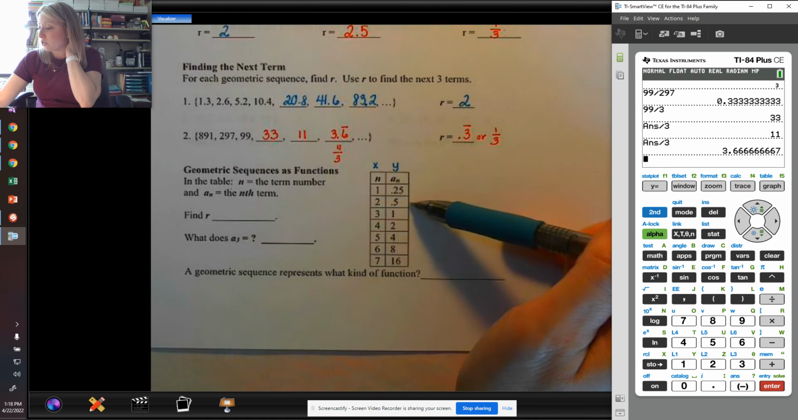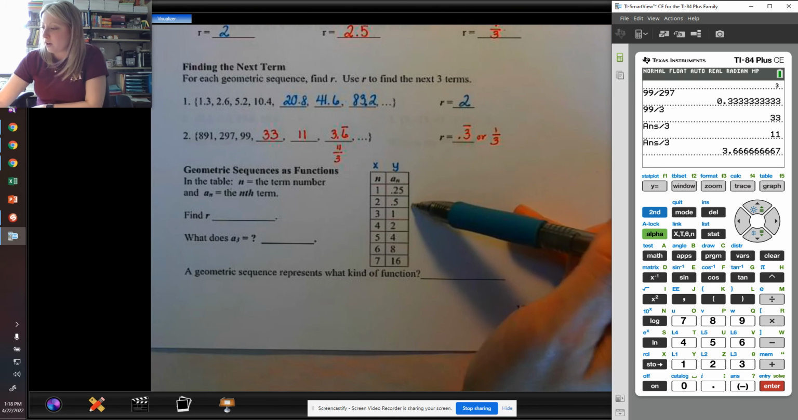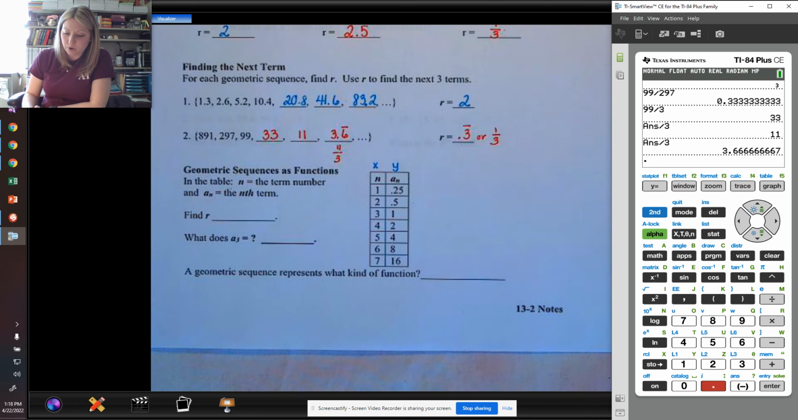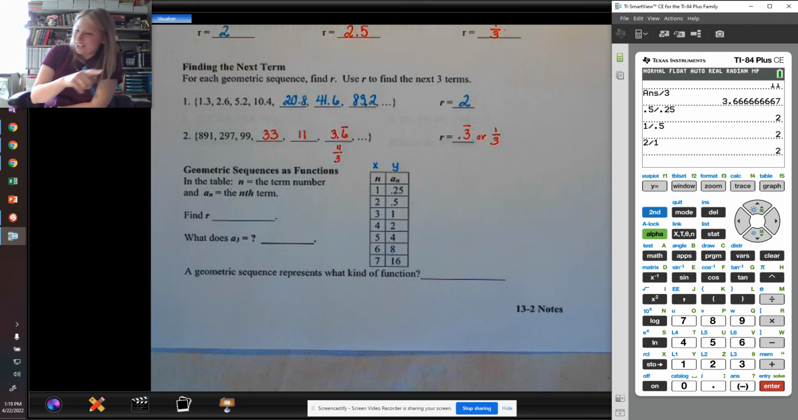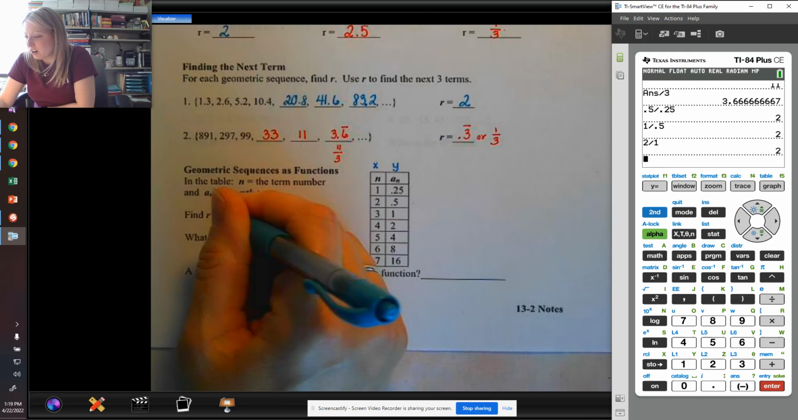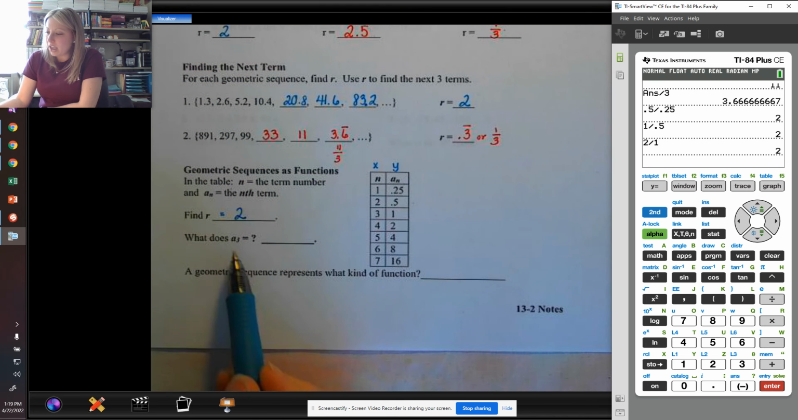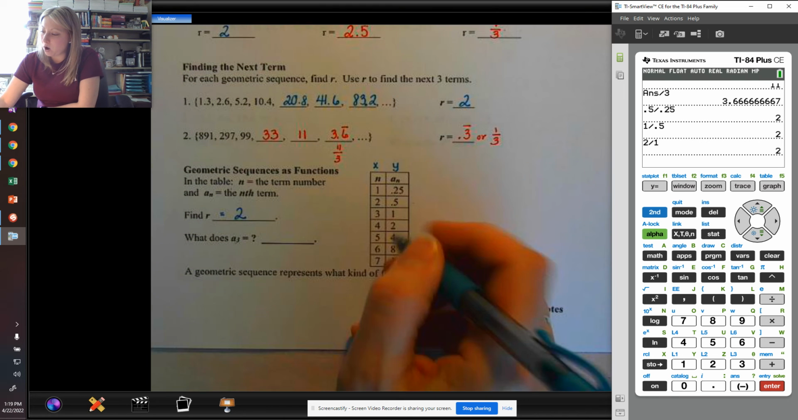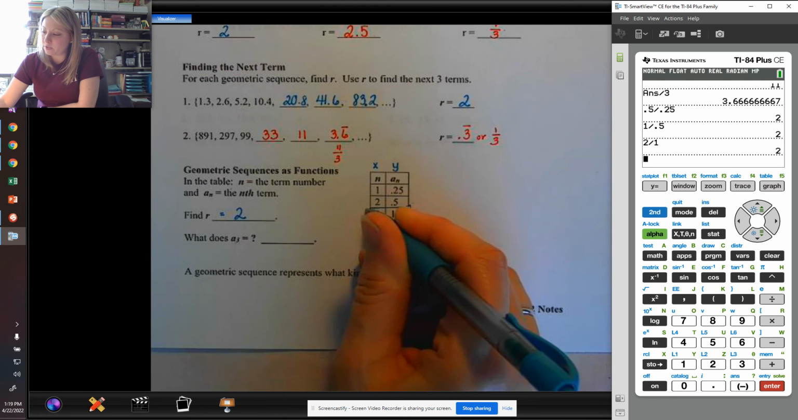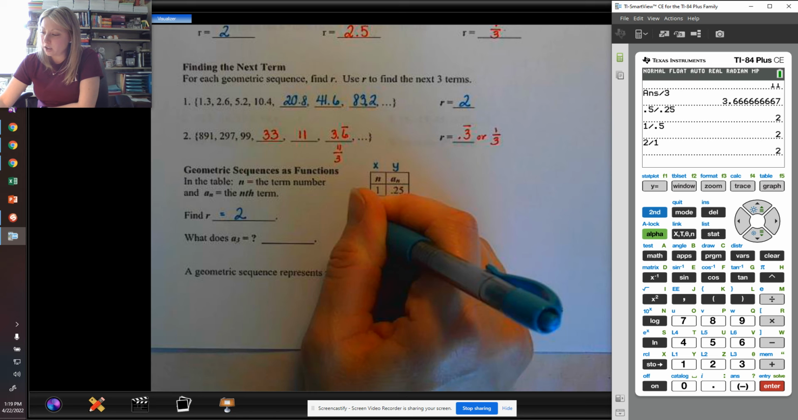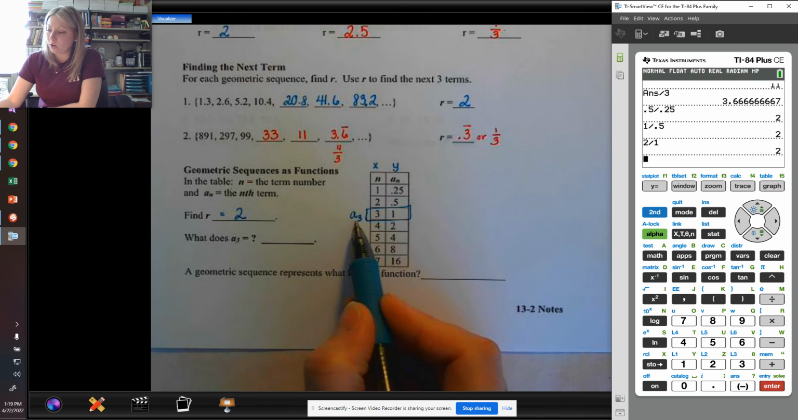So if I'm trying to determine my common ratio, I take 0.5 divided by 0.25. So 0.5 divided by 0.25, 2. Now let's take 1 divided by 0.5. Okay, 2. Now let's take 2 divided by 1. We know that's 2. So our R is 2. A to the subscript 3 means I want the third term in the sequence. So this is A to the subscript 3 right here.